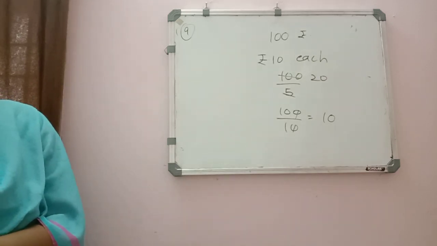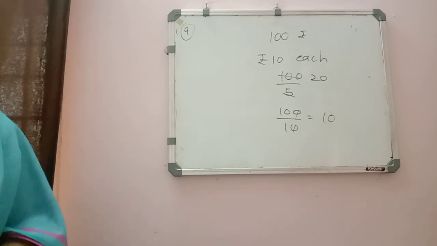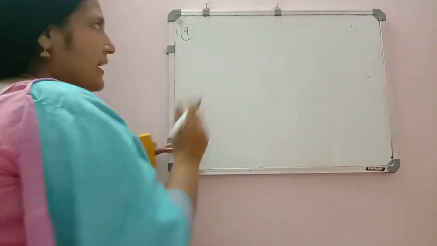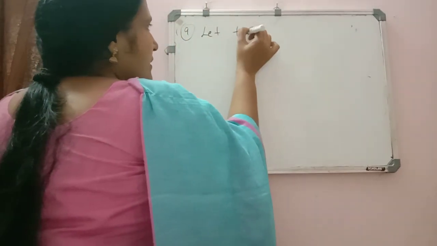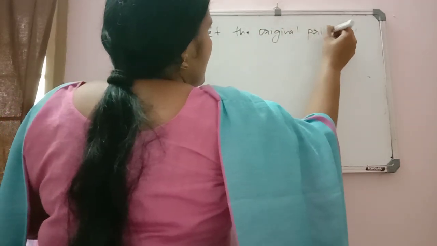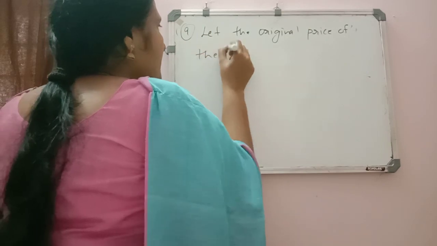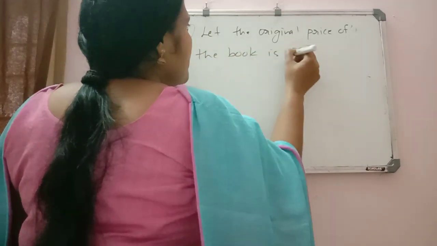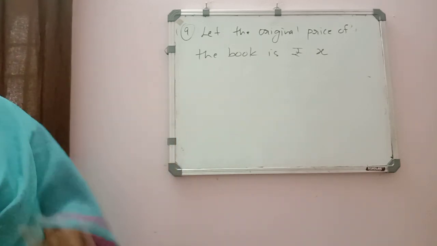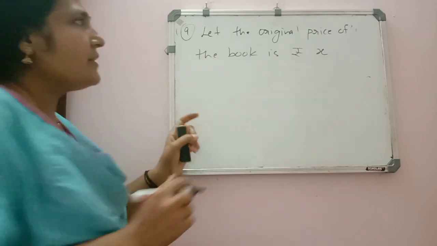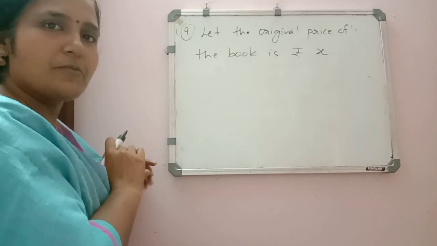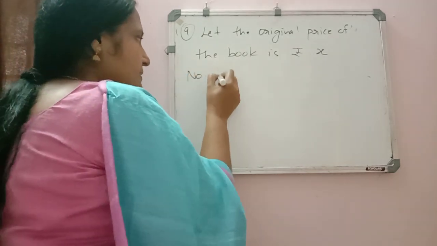If the price of a book is reduced by rupees 5, it was written. So the price is reduced, so the original price we will write first. Let the original price of the book be rupees X. You have 300 rupees with you, and the price of each book is X rupees. Then how many books can you purchase?